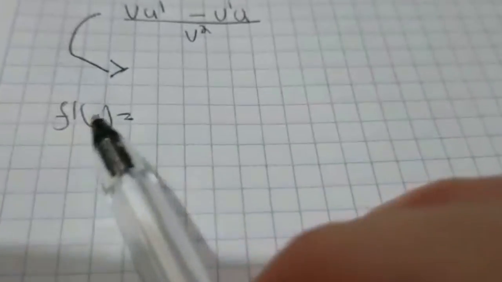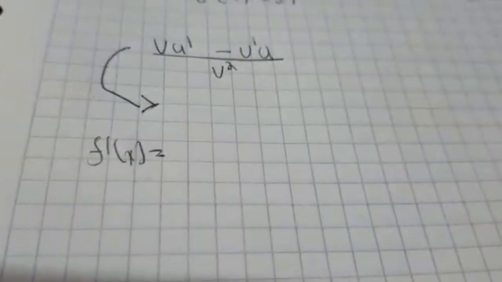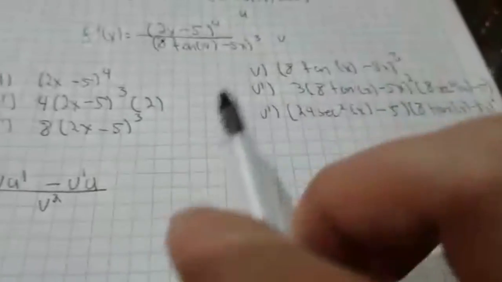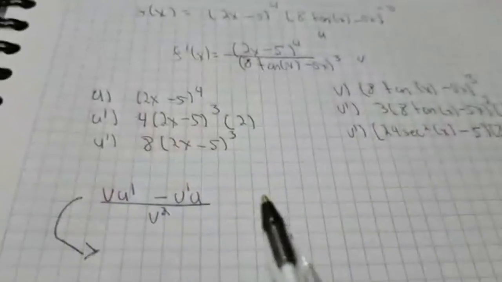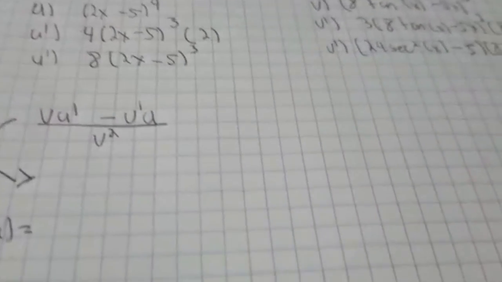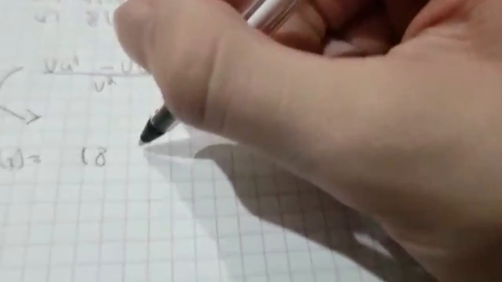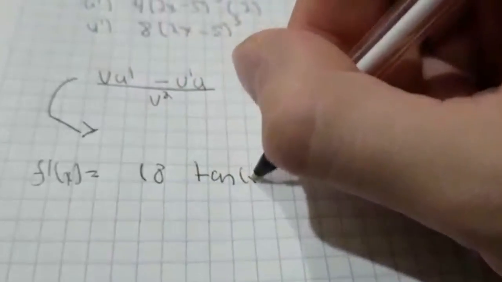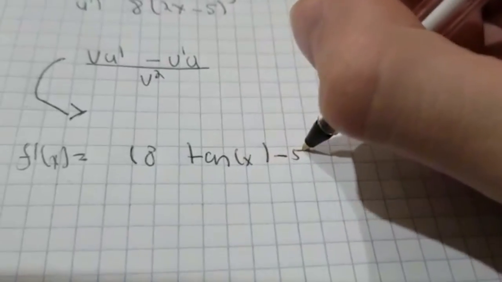Remember how we always have to write this one, and it's going to go like this. I'm just going to rearrange, because now that we know this being u and this being v, it's going to be easier for us to rearrange it. So it's going to go 8 tan x minus 5x.